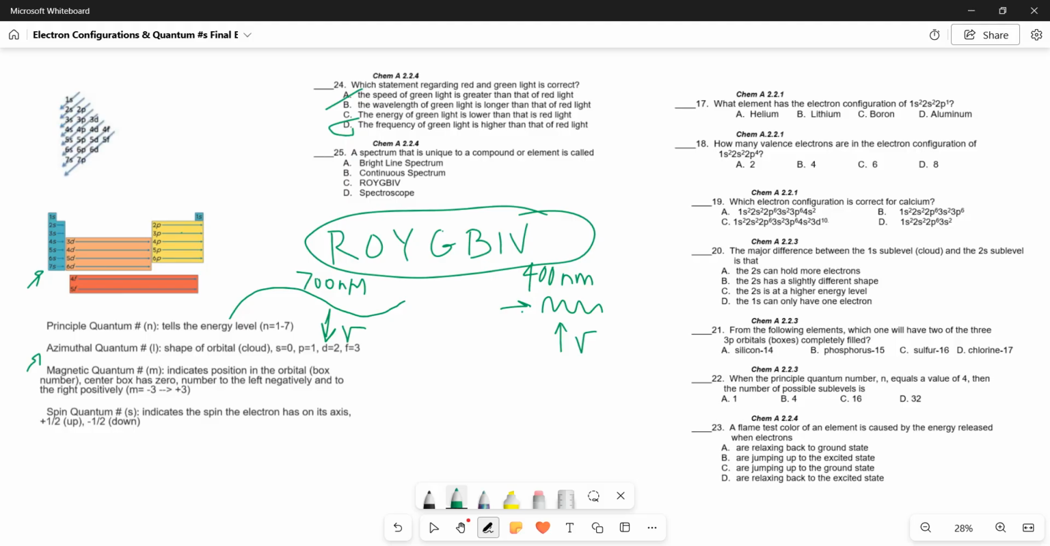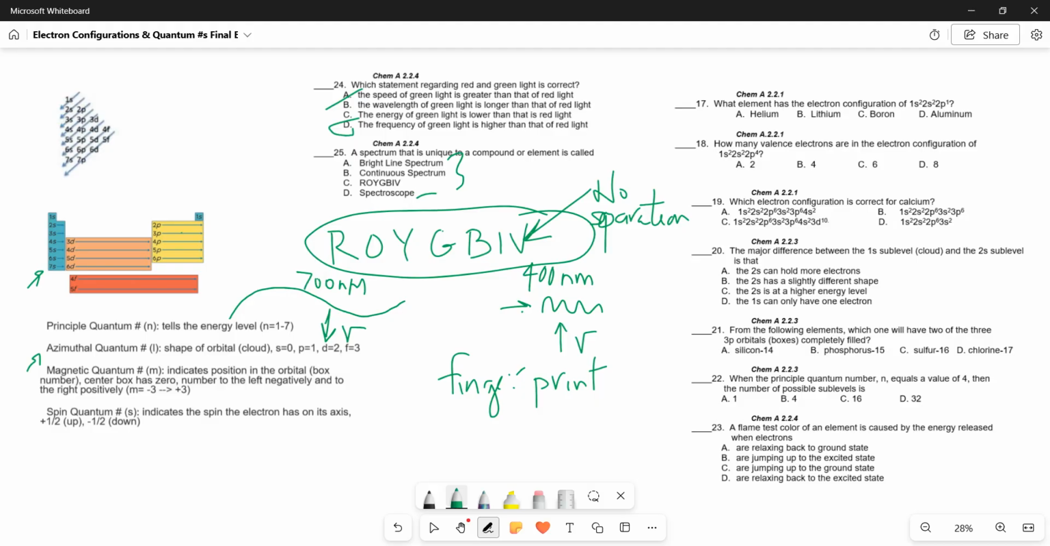Okay, 25. A spectrum that is unique to a compound or an element is called. So there are two types of spectrums. There is bright line spectrum and continuous. Continuous spectrum has all these colors with no separation. They kind of blend from one to the other. Where bright line is like a fingerprint. It can identify. So that's how we know, like, we've never traveled to nebulas and planets so far away, but we know what's in their atmosphere as far as gases. That's because we're analyzing the spectrums that come from looking at them through a spectroscope.